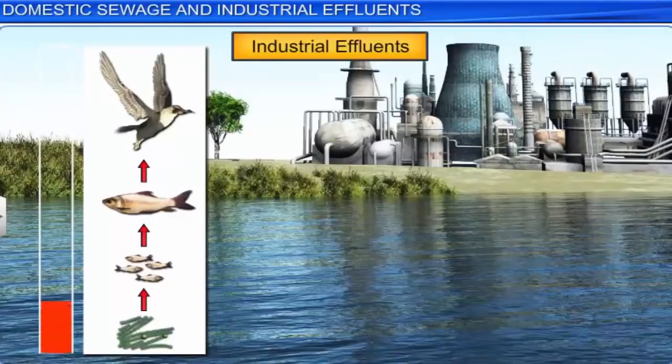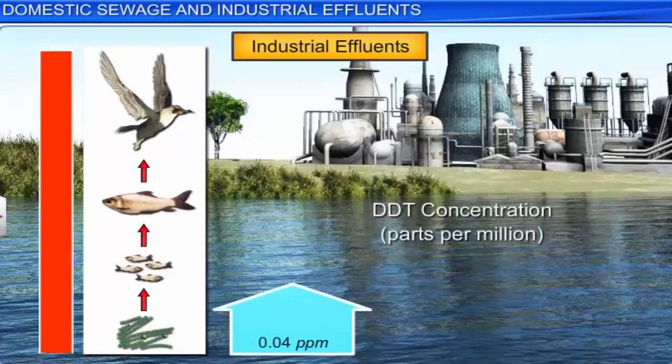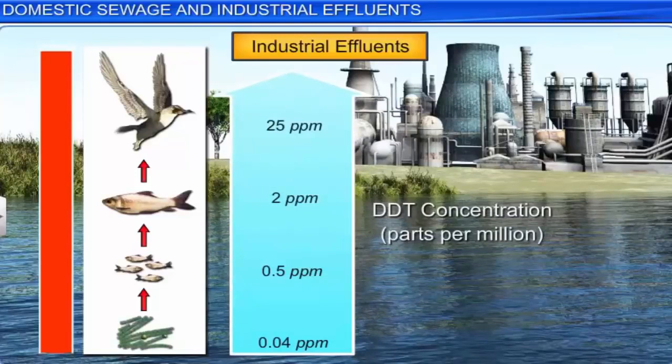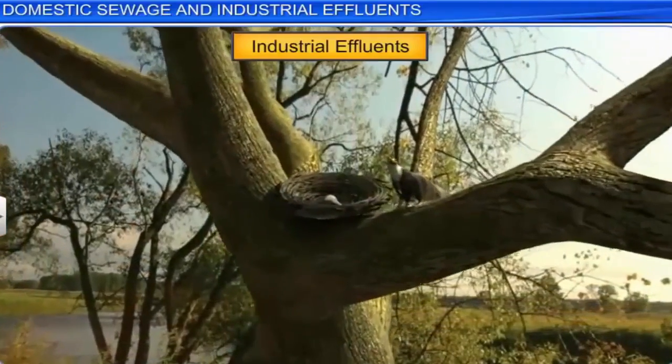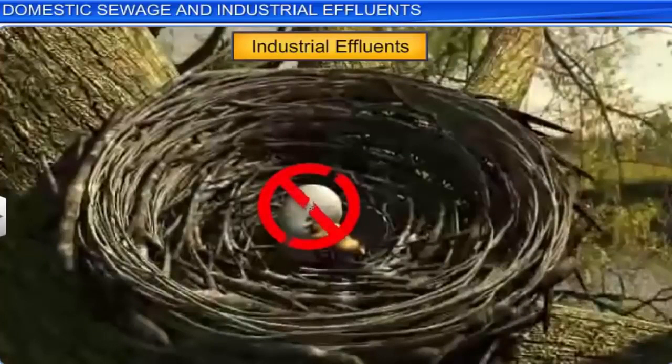Biomagnification is an increase in the concentration of a toxicant at successive trophic levels. For example, biomagnification of DDT in an aquatic food chain including zooplankton, small fish, large fish, and fish-eating birds is as shown in the diagram. High concentration of DDT disturbs calcium metabolism in birds, which causes thinning of eggshells and their premature breaking. This eventually results in a decline in bird population.